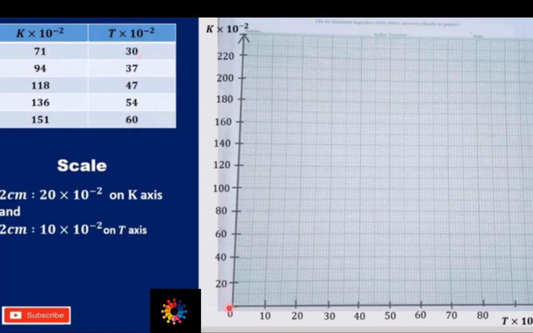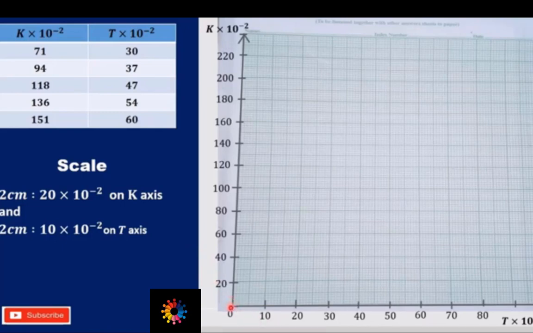Note that for the k axis, one full box is 20. When we divide the 20 by 10, we have one small box, so one small box will be 2 on the k axis. Similarly on the t axis, one full box is 10. When we divide it by 10, one small box on the t axis will be 1. So this should guide us to plot the values.